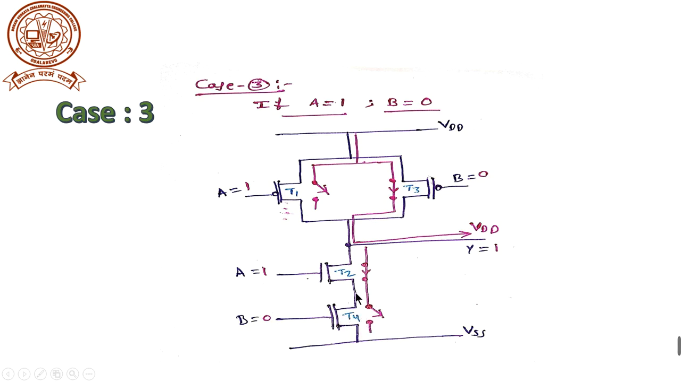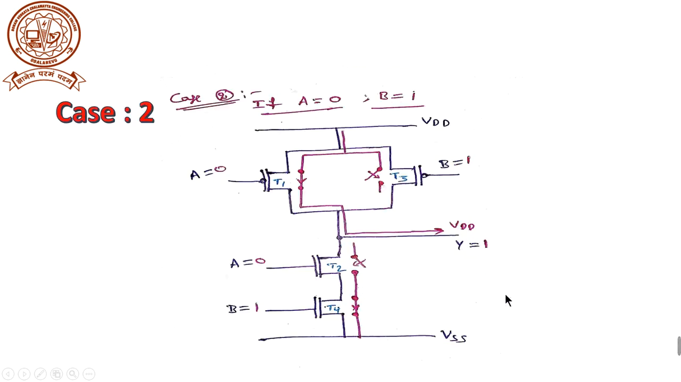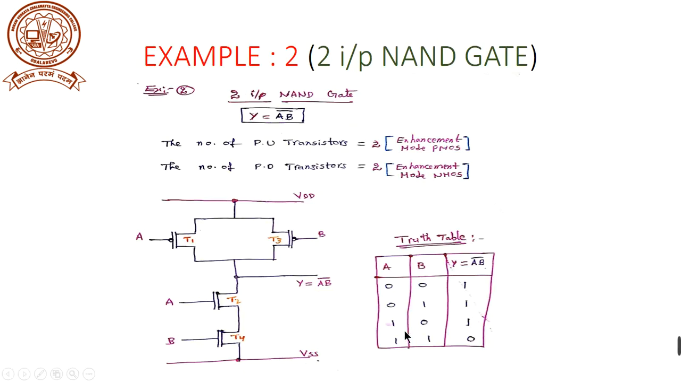Even though T2 is a closed switch, T4 is an open switch, that means there is no current flow here. Again the entire VDD is forced towards the transistor T3 and passed to the output. Then again the output should be logic 1. Again we can verify the truth table here. For 1 0 the output should be 1.